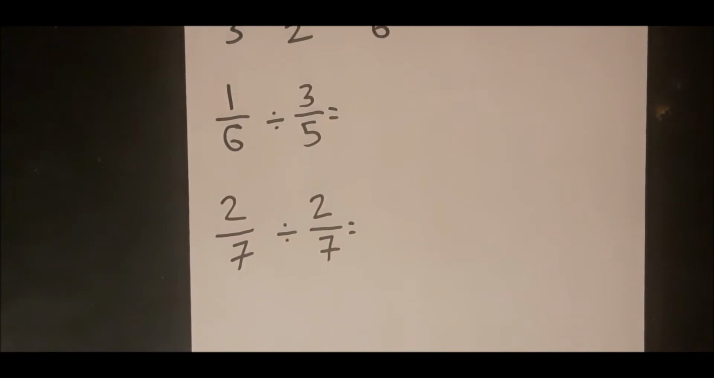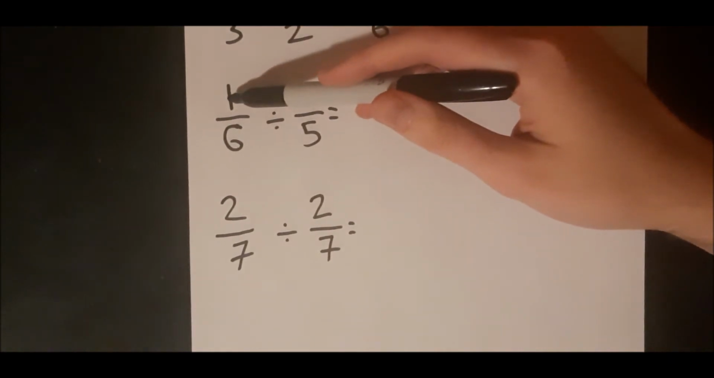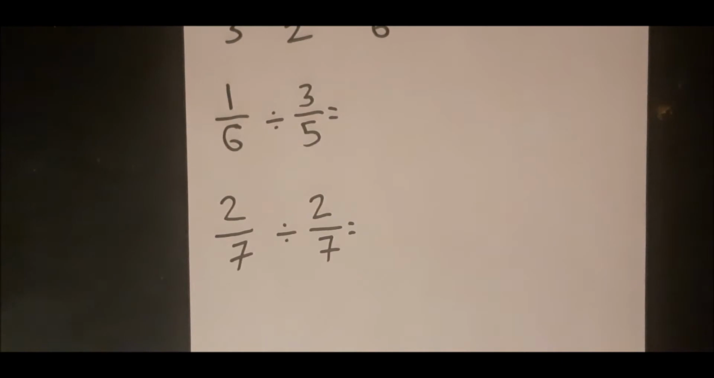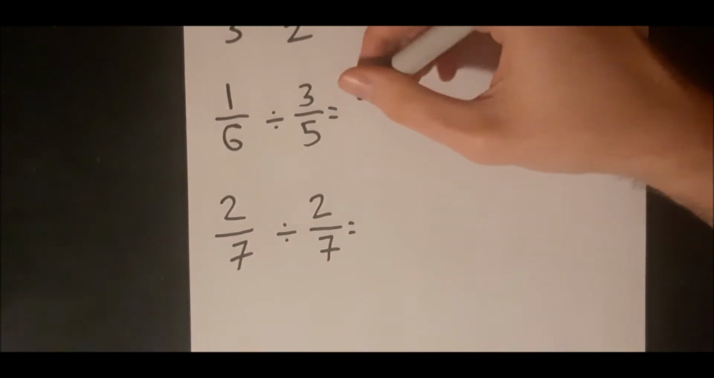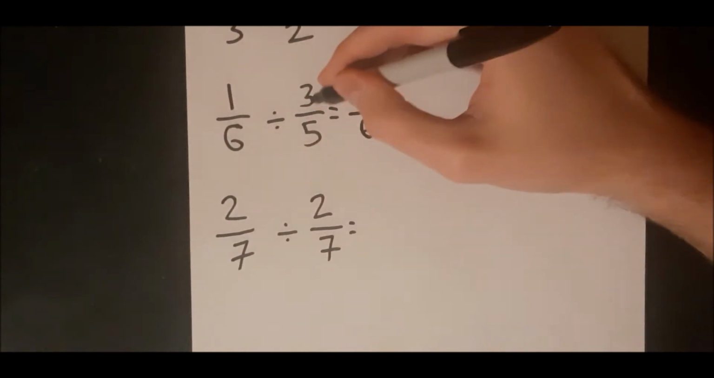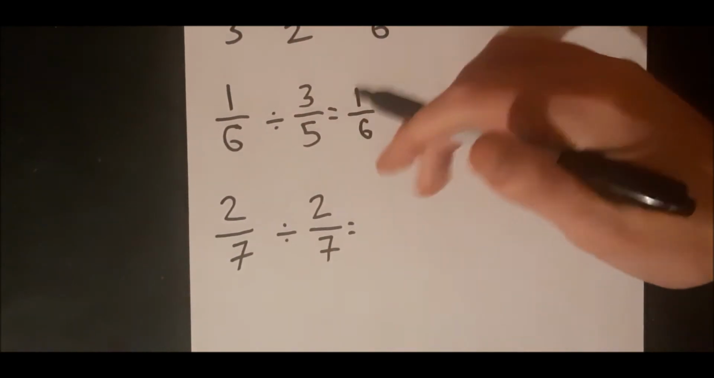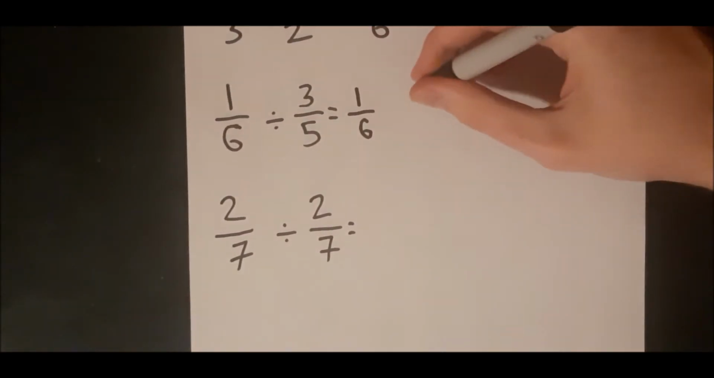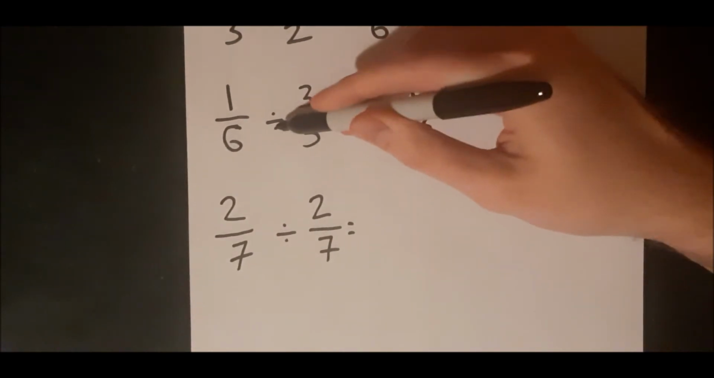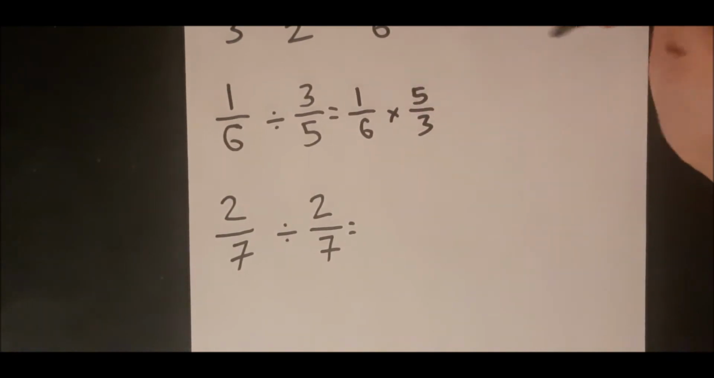Okay, now dividing is also sort of simple, but it's a little bit more complicated. So here we have 1 over 6, we're dividing it by 3 over 5. Now all we do for dividing is I'm going to rewrite this. I'm going to keep the 1 over 6, okay? And now the second fraction, I'm actually going to flip it. So instead of 3 over 5, I'm going to have 5 over 3. And then instead of dividing, we're going to multiply.